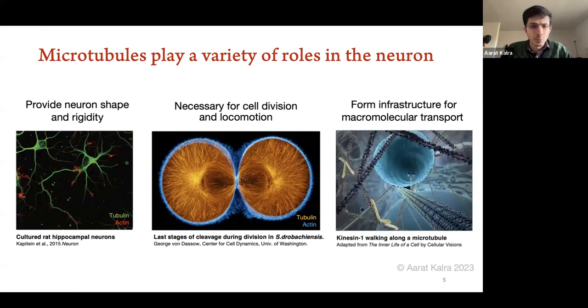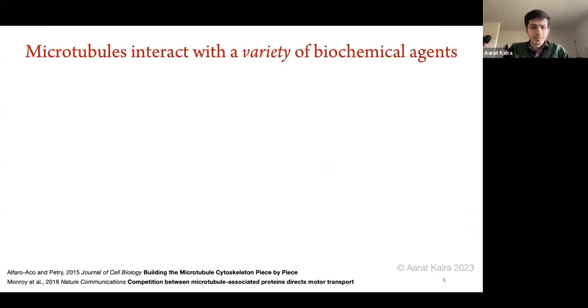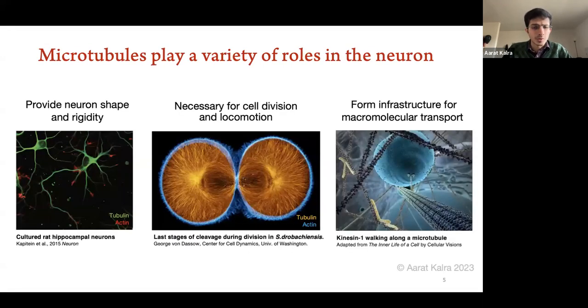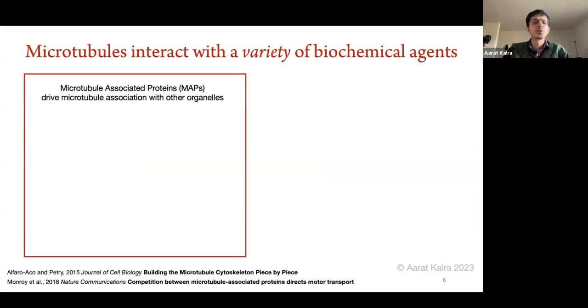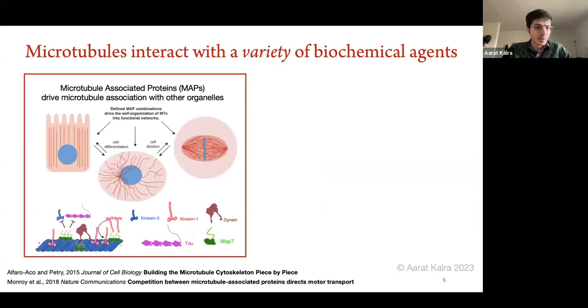We'll talk a little bit about motor proteins in a second. But microtubules interact with a variety of biochemical agents. It's not just these motor proteins. There are these microtubule associated proteins that drive microtubule association with other organelles. So there are the kinesins that we'll discuss in a second, but there are other MAPs, or microtubule-associated proteins, such as tau, MAP7, doublecortin, XMAP215, and other complexes. These MAPs really are what help microtubules change their lengths, and maintain cell shape.